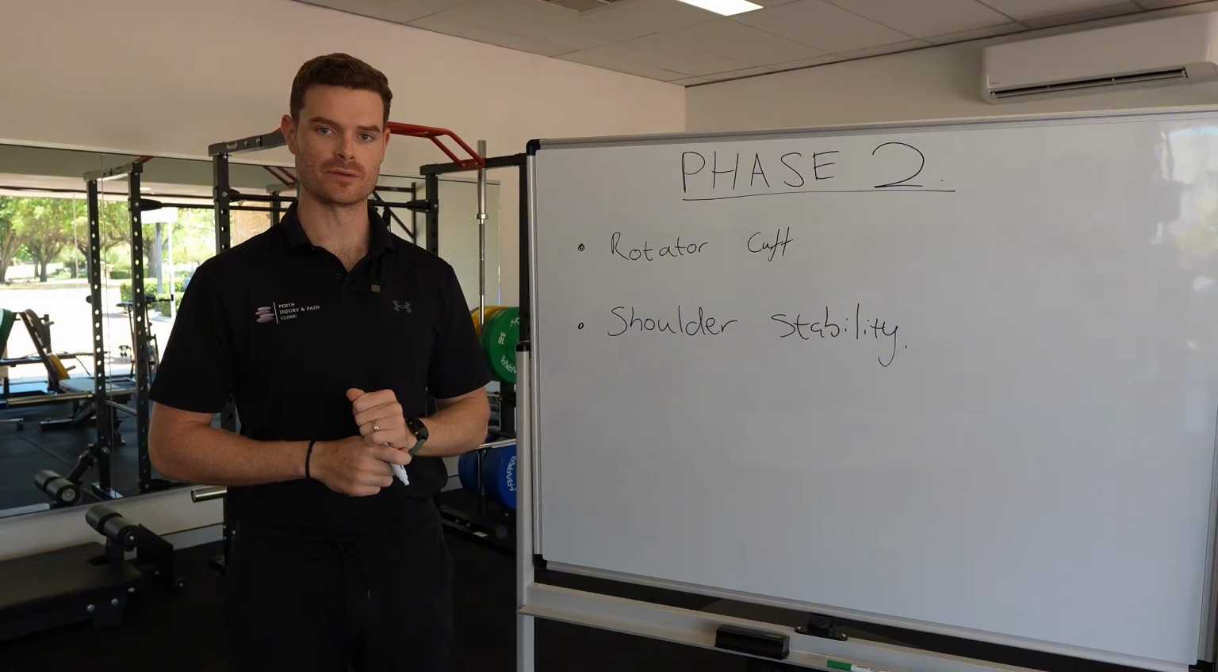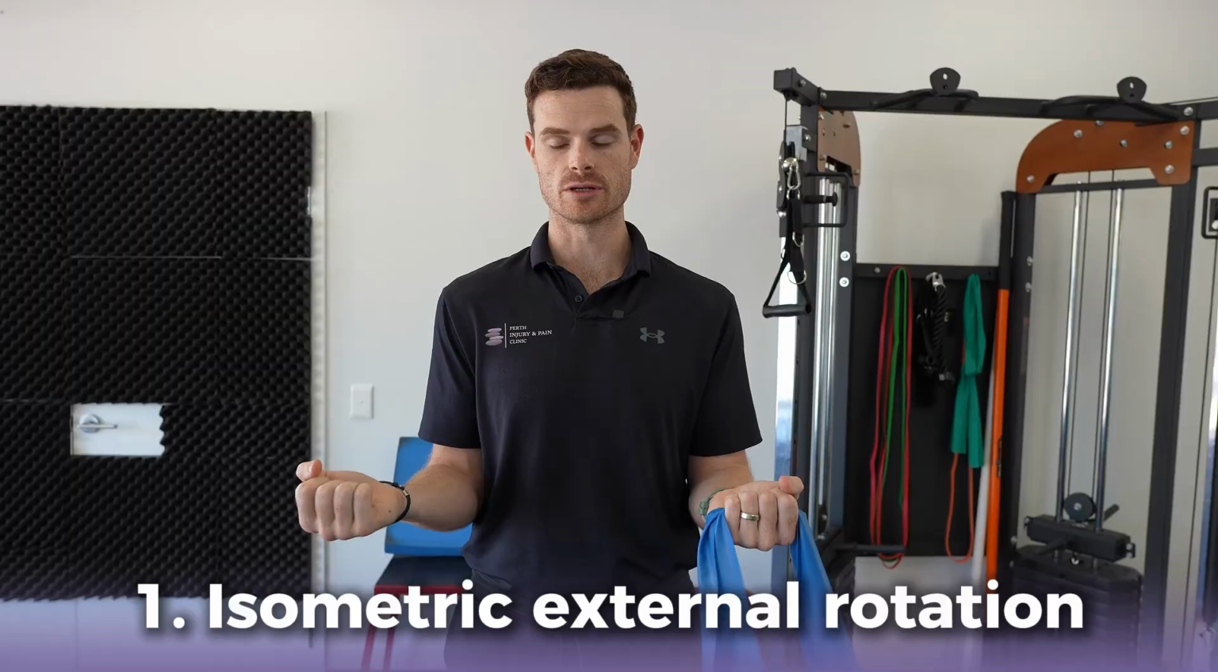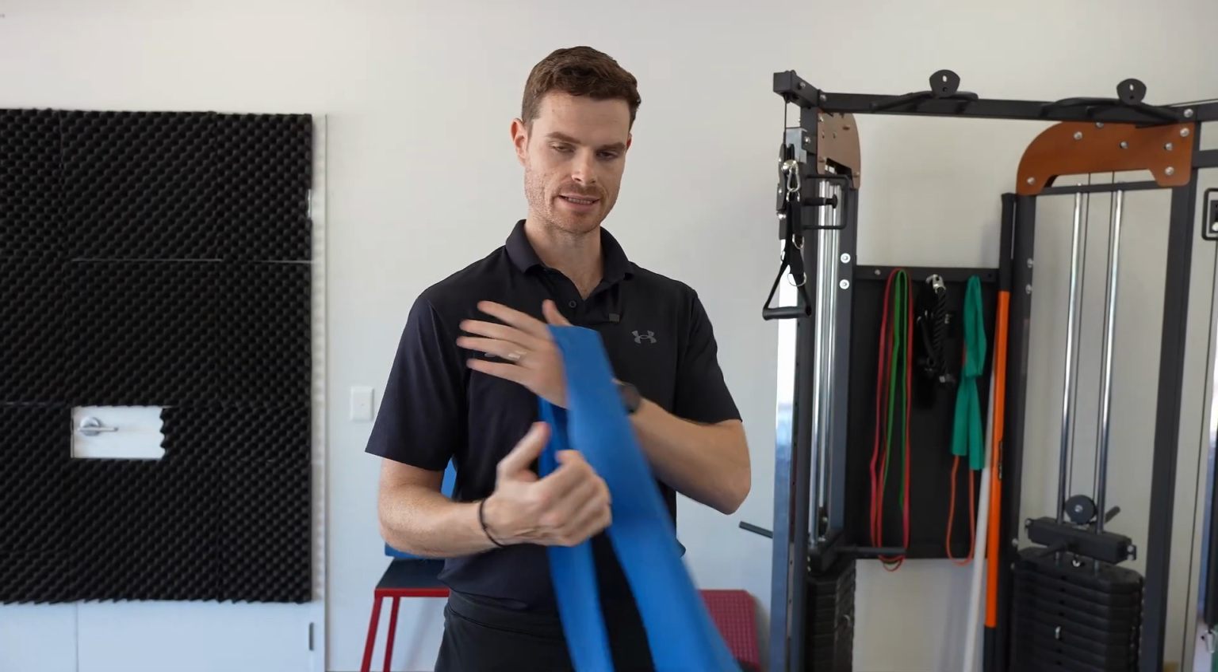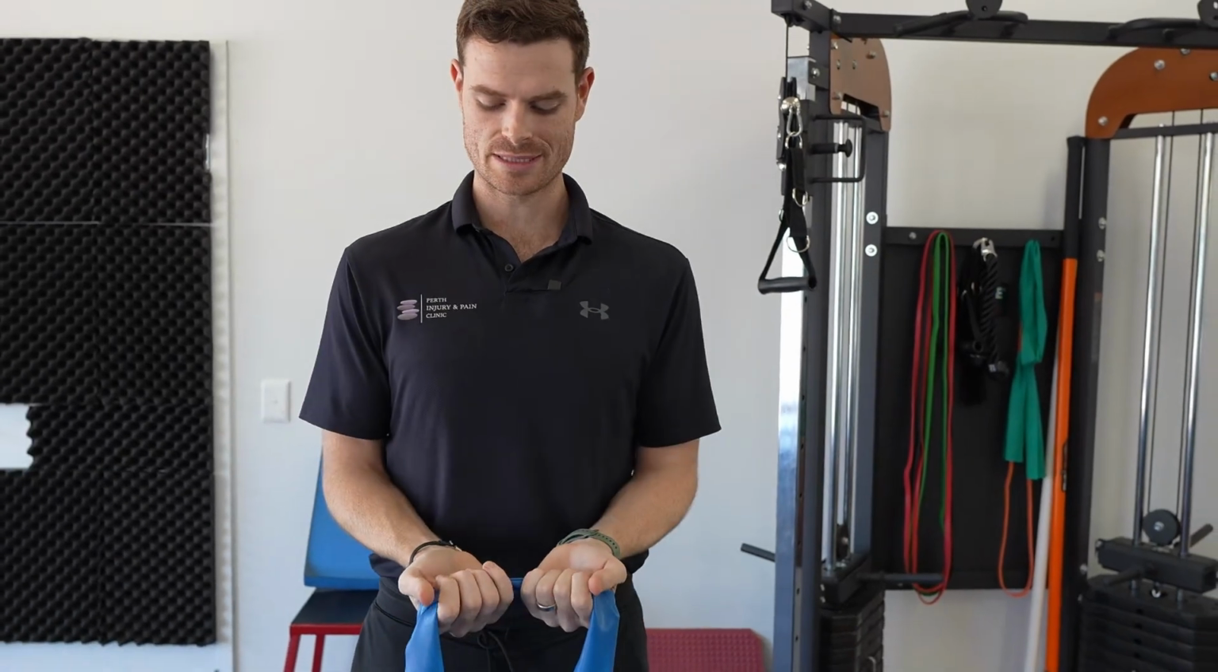So let's take you through some of those. So the first exercise in phase 2 is going to be some isometric external rotation. Now in this position, we like to keep our elbows tucked in by our side because again, abduction out to the side can still cause some irritation to that bursa. So arms tucked in nicely by our side.